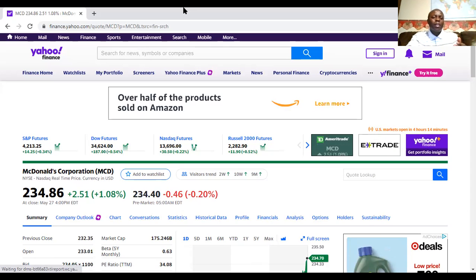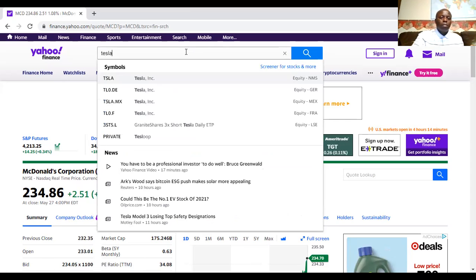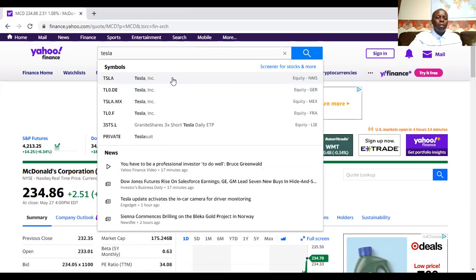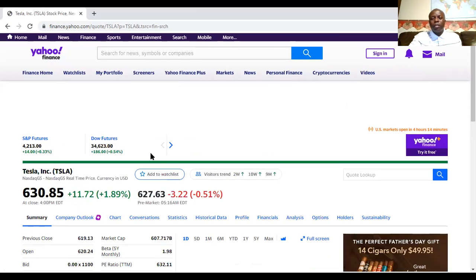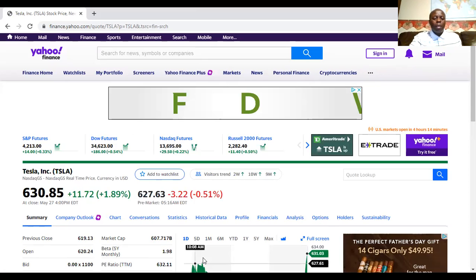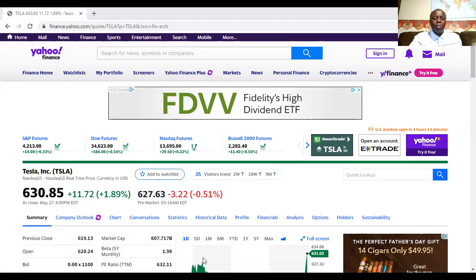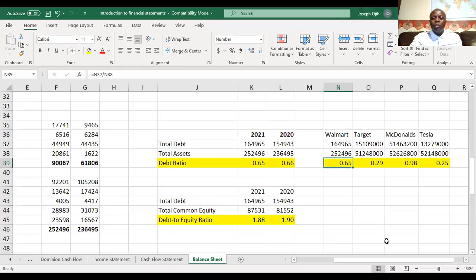Now, how about Tesla? I can see right here, $630 per share. And I think it has the lowest debt. Actually, I'm surprised that it has the lowest debt ratio because Tesla has been doing a lot of projects, including going to space. Projects that involve going to space, I think it's SpaceX they call it.